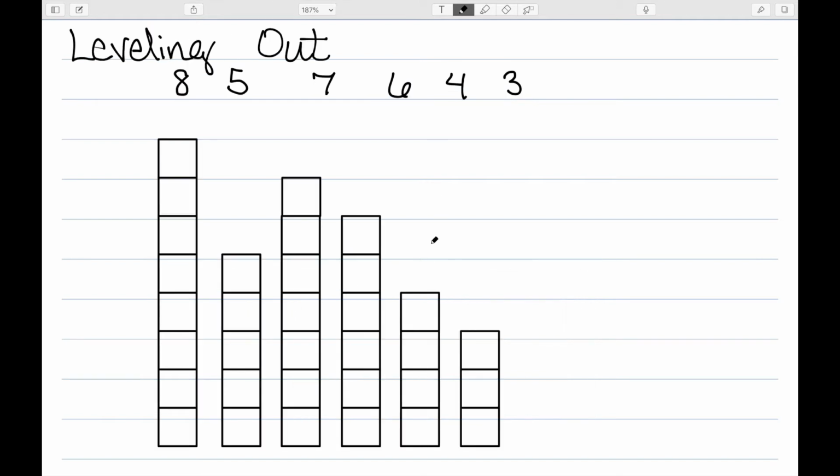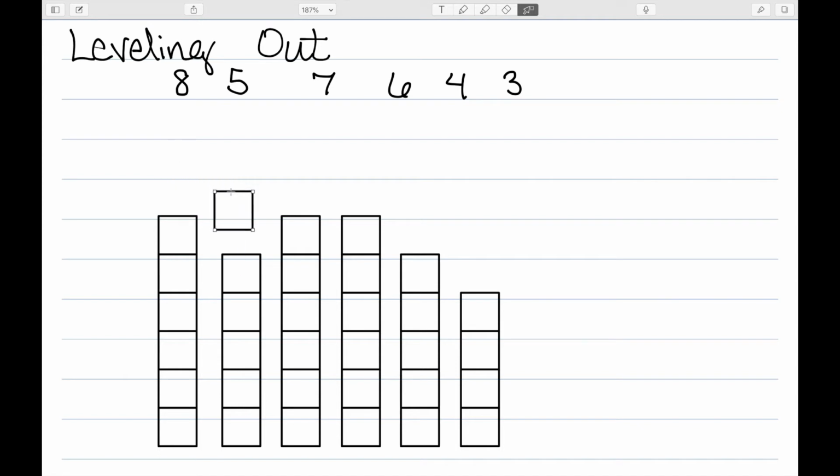Let's look at another example. This time I have 8, 5, 7, 6, 4, and 3. And I'm going to do the same thing. I'm going to take the blocks from the tall towers and move them to the short towers until I can try to get these to all be equal height. And as I'm doing that, I see that I'm going to run into a small problem. Here, if I start moving these blocks over, it's not going to work.